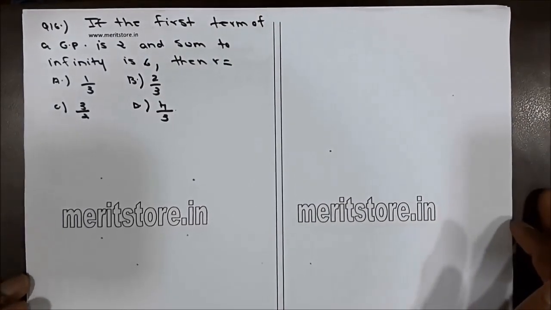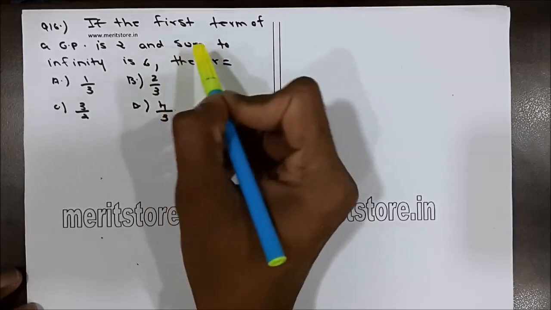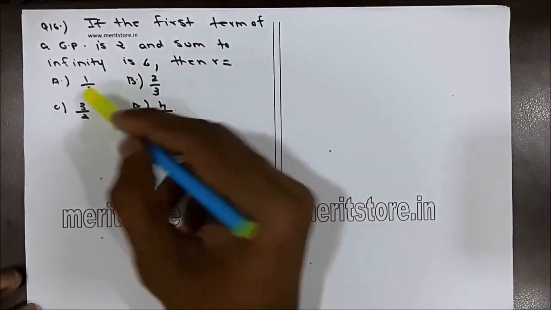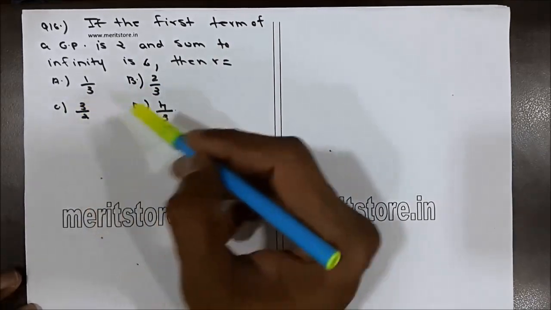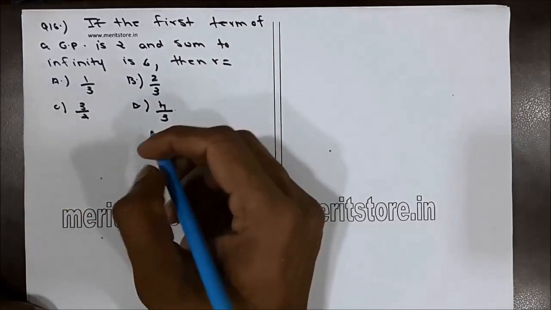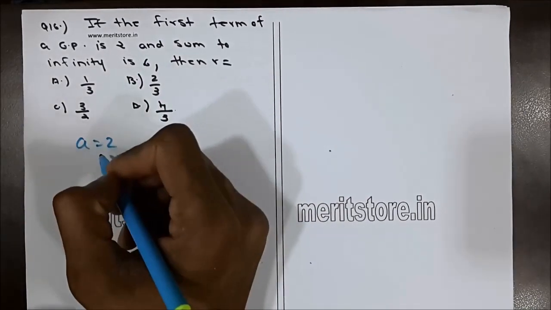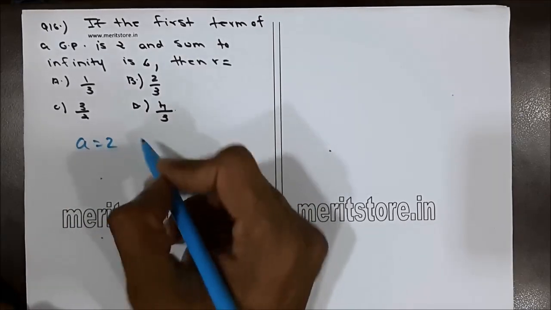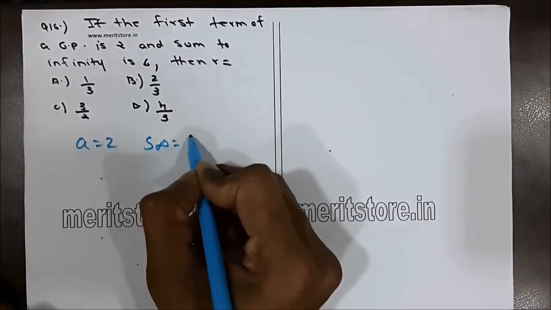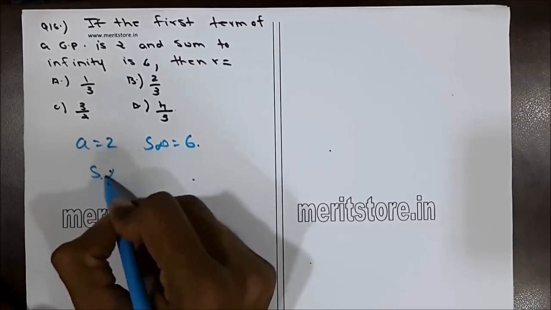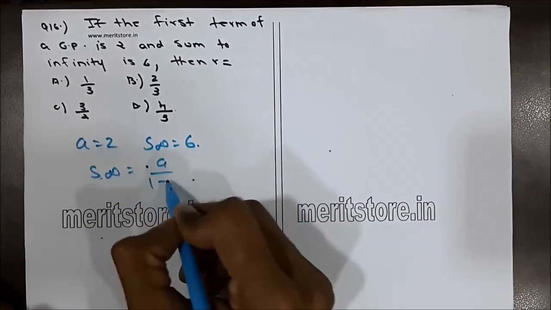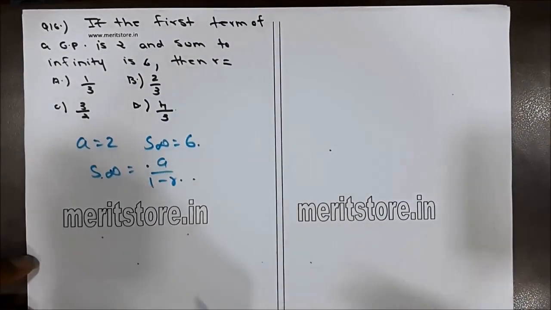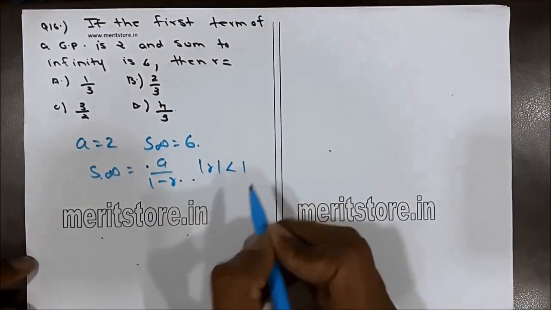Question 16. If the first term of a GP is 2 and the sum to infinity is 6, then r is equal to, we have 4 options: A 1 by 3, B 2 by 3, C 3 by 2 and D 4 by 3. We have first term, that is a is equal to 2, and the sum of the GP to infinity, that is S infinity, is equal to 6. So we know the formula for S infinity is equal to a upon 1 minus r, where modulus of r is less than 1.